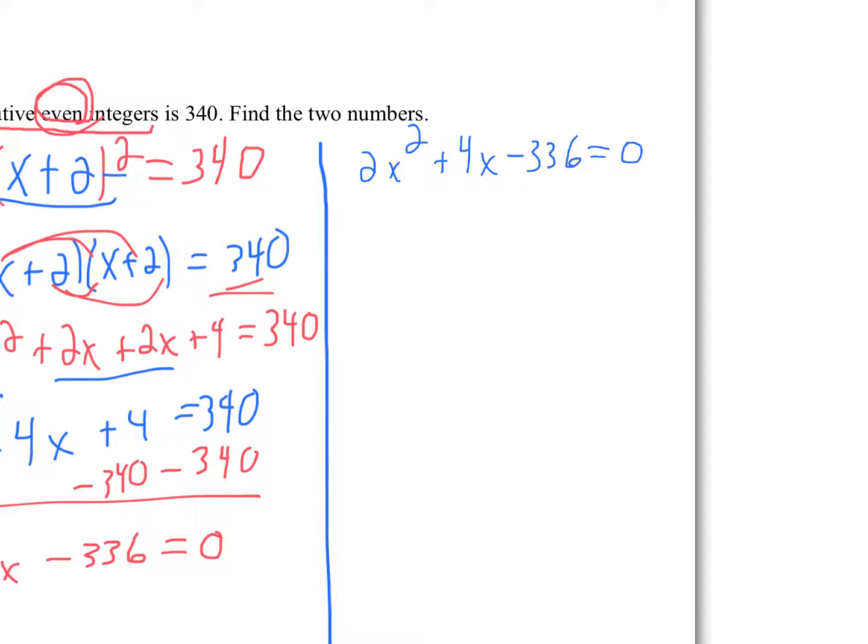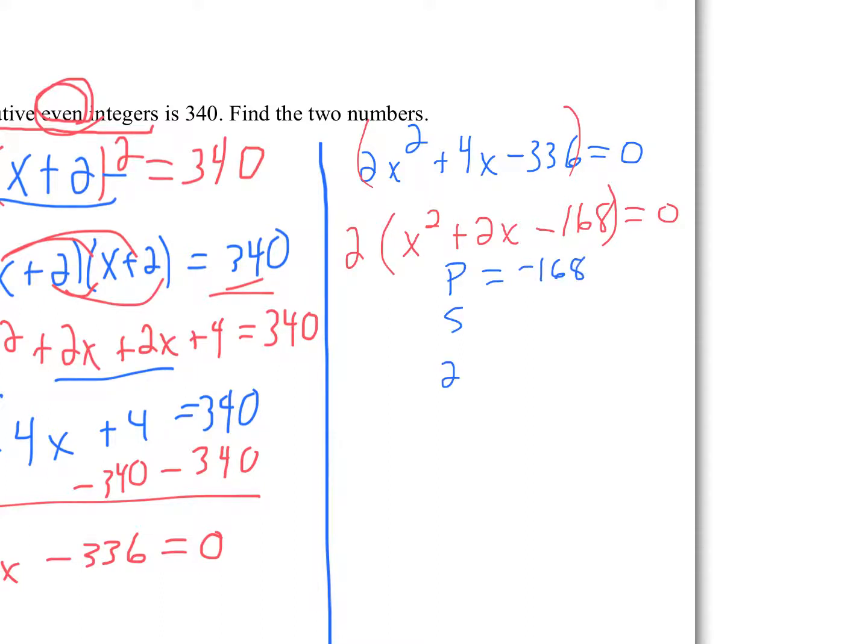So now we've got to factor this. First thing we do, let's take out the GCF. They all share a multiple of 2, so kick out the 2. x squared plus 2x minus 168 is equal to 0. Now we have to use product and sum on this. The product is negative 168. The sum is positive 2.